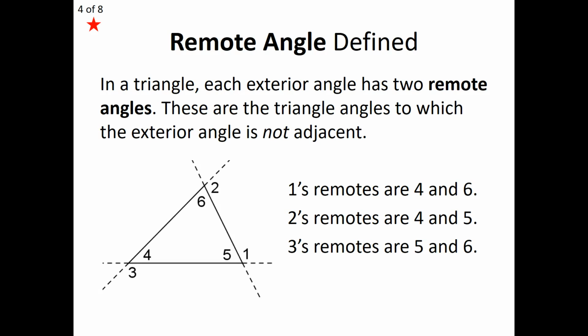So angle 1 actually has 2 remote angles, angle 4 and angle 6. It's adjacent to angle 5, but we want the non-adjacent angles. So angle 4 and angle 6 of the interior of our triangle are not adjacent. We can continue that pattern and look at angles 2 and 3. If we look at angle 2, its remote angles are angle 4 and angle 5, because it's adjacent to angle 6, and we want the other 2 non-adjacent interior angles. Angle 3 then has angle 5 and angle 6 as remotes.